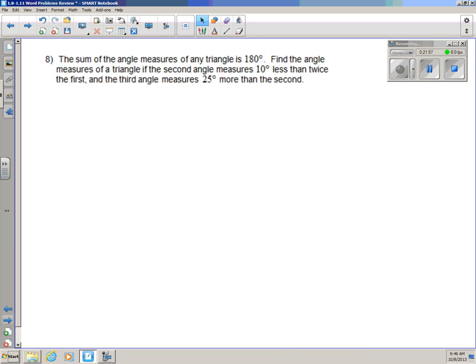The sum of the angle measures of any triangle is 180 degrees. The sum of all three is 180. Find the angle measures of a triangle if the second angle measures 10 degrees less than twice the first, and the third angle measures 25 more than the second. All right, not such a big deal. I can actually draw a picture.